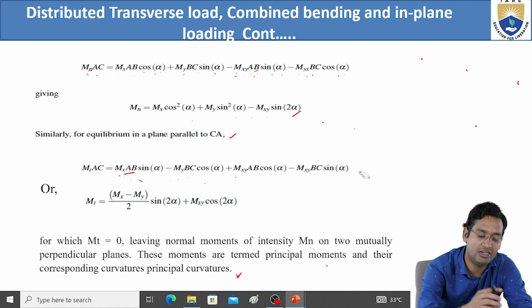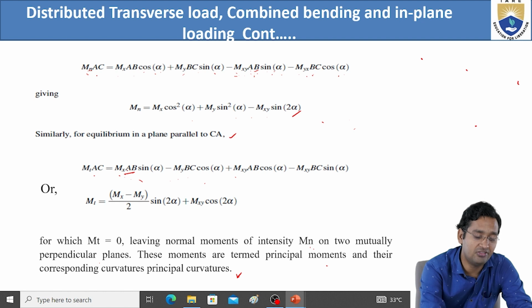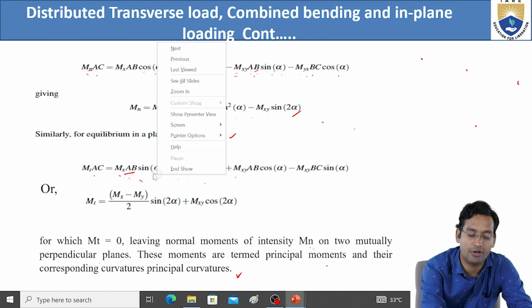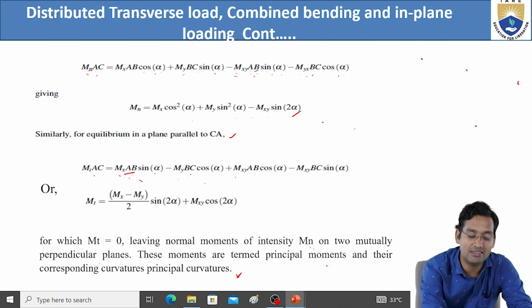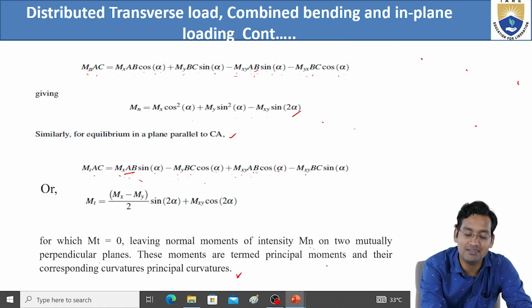Next step what? Again divide by AC. So AC will get cancelled. Here Mx AB by AC sine alpha, AB by AC is cos alpha. So Mx sine alpha into cos alpha, minus My BC by AC is sine alpha, so My sine alpha into cos alpha, plus Mxy AB by AC is cos alpha. So this becomes Mxy cos square alpha, minus Mxy BC by AC is sine alpha, so sine alpha into sine alpha means Mxy sine square alpha.